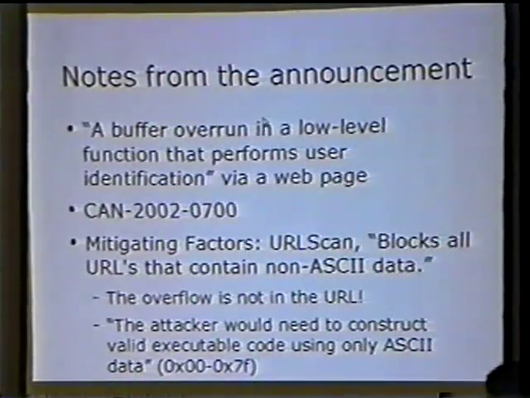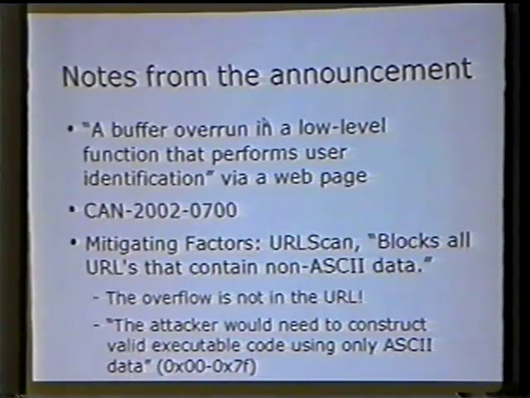So if you read the advisory, you'll get some useful data out of it. You'll learn that a buffer overflow somewhere in a low-level function that performs user identification is accessible via some web page functionality of some kind, right? So taking it to its fuzziest, that's all you know about the vulnerability when you're going to look for it. And the mitigating factors listed are that it's not there unless you install it, but also URLScan, which is a Microsoft tool to limit the length of URLs and URL arguments, would block any URL with non-ASCII data.